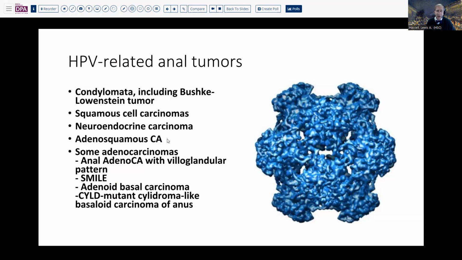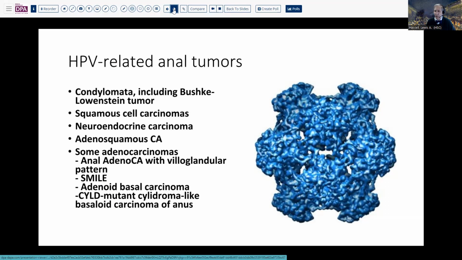Adenosquamous carcinoma, which also can be quite aggressive. And then several specific adenocarcinomas, including the one with villoglandular patterns that can quite closely mimic villoglandular lesions of the rectal mucosa. Stratified mucinous intraepithelial lesions also are associated with this, as well as adenoid basal carcinoma and the CYLD mutant cylindroma-like basaloid carcinoma of the anus, which probably has a fair degree of overlap with some of the squamous carcinomas, specifically the basaloid subtype.